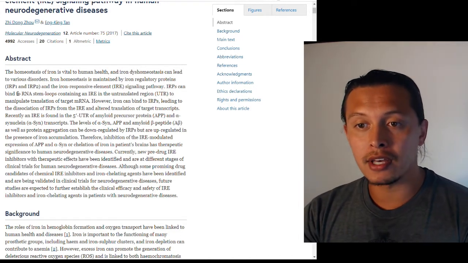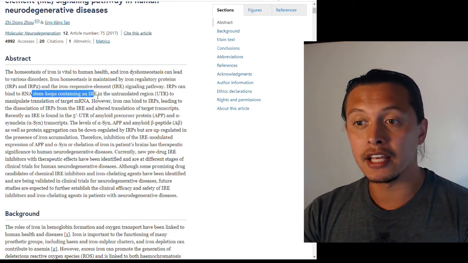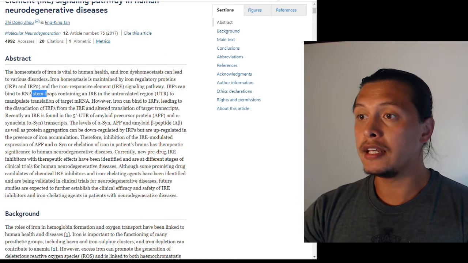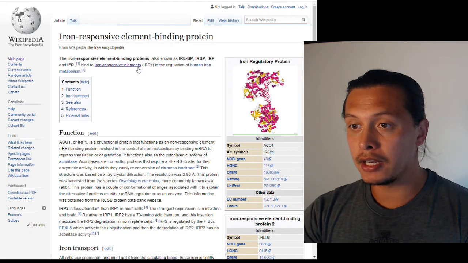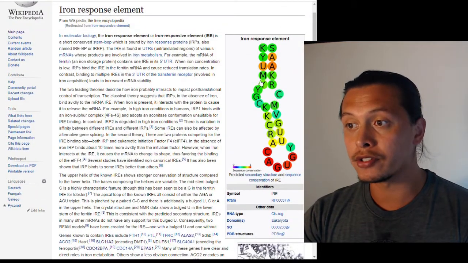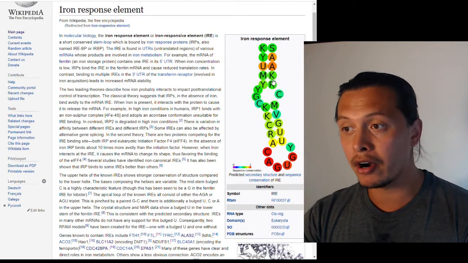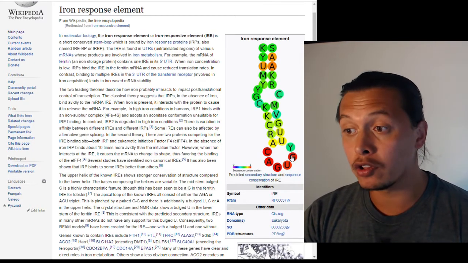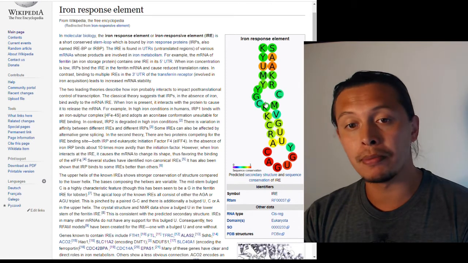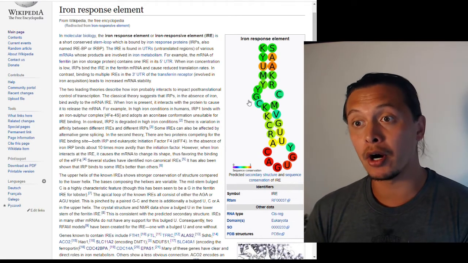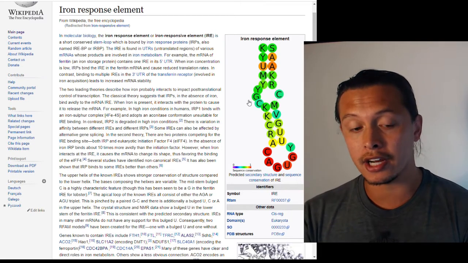The IRPs can bind to RNA stem loops containing an IRE, and remember these stem loops are going to be this. So here we have a stem and we have a loop here. So basically what you have is base pairing that is happening along the stem, and then you have a loop. And this stem loop is a pretty common technique that mRNA will employ to create its secondary structure.